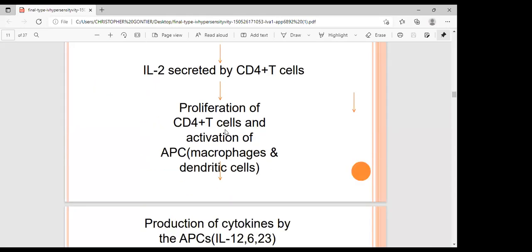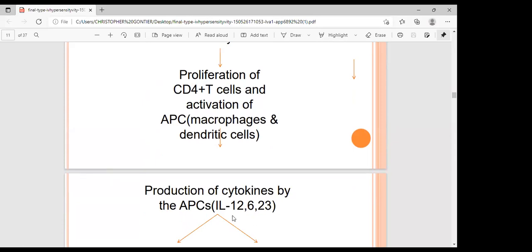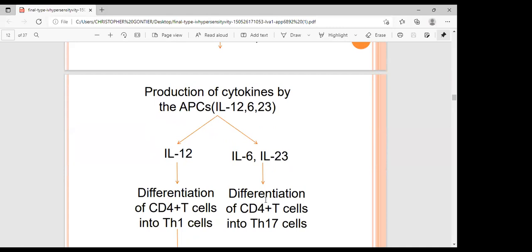So we have proliferation of CD4 plus T cells and activation of APCs, in this case dendritic cells, and production of cytokines: interleukin-12, 6, and 23. Nowadays, IL-22 and 23 are becoming very prominent, and these will herald a lot of science in your fifth year. So what do we get? If it's interleukin-12, differentiation into TH1. If you elaborate interleukin-6, you go to TH17 cells. Mark, it is important to realize that interleukin-6 is a very prominent pro-inflammatory cytokine of the innate system, and is very prominent for some reason in ENT pathology.